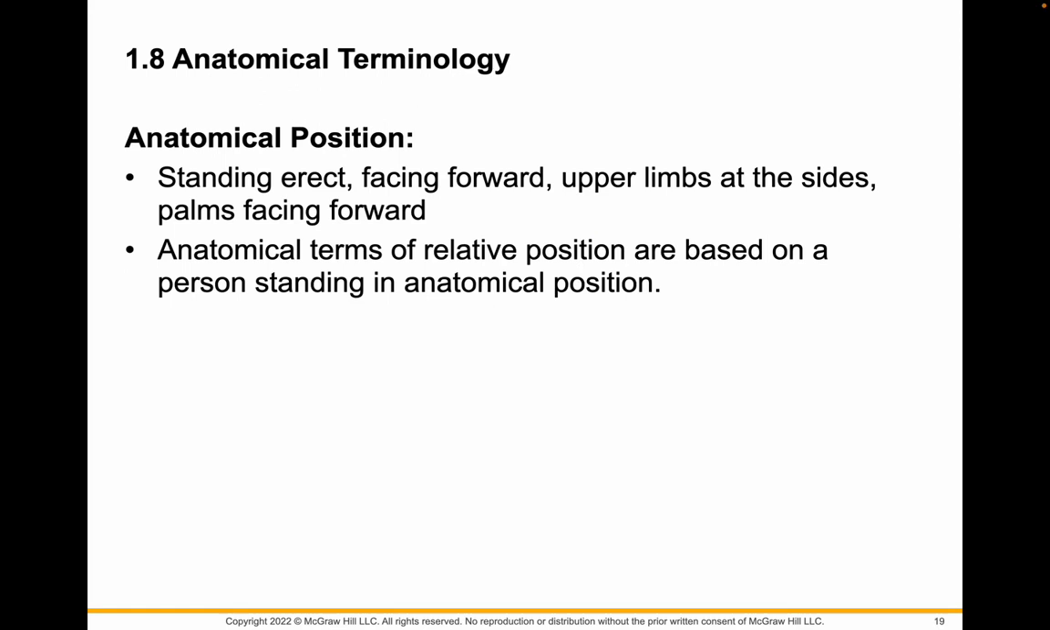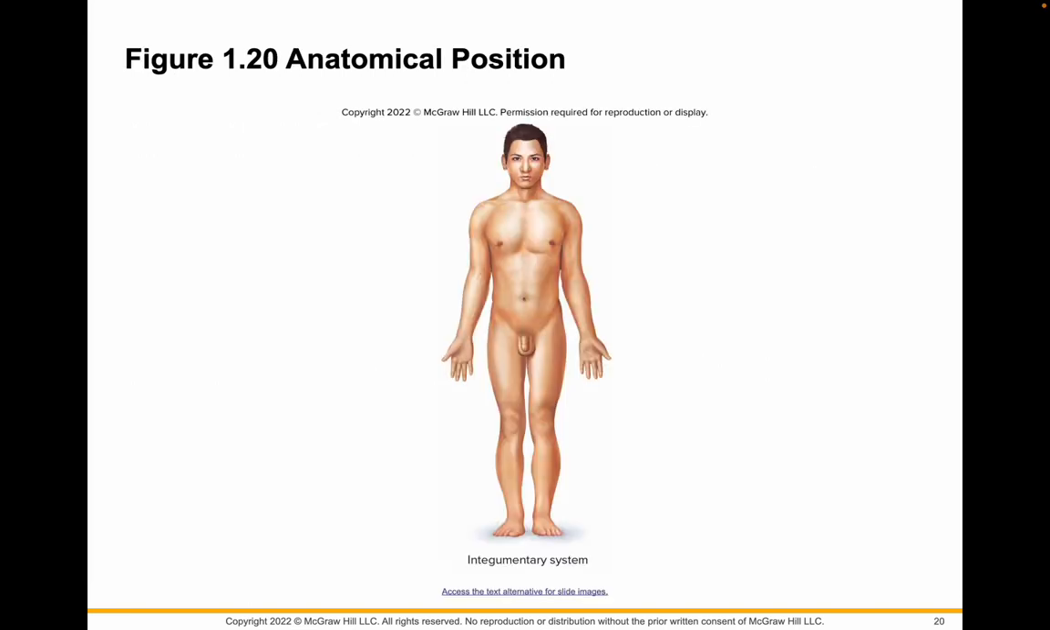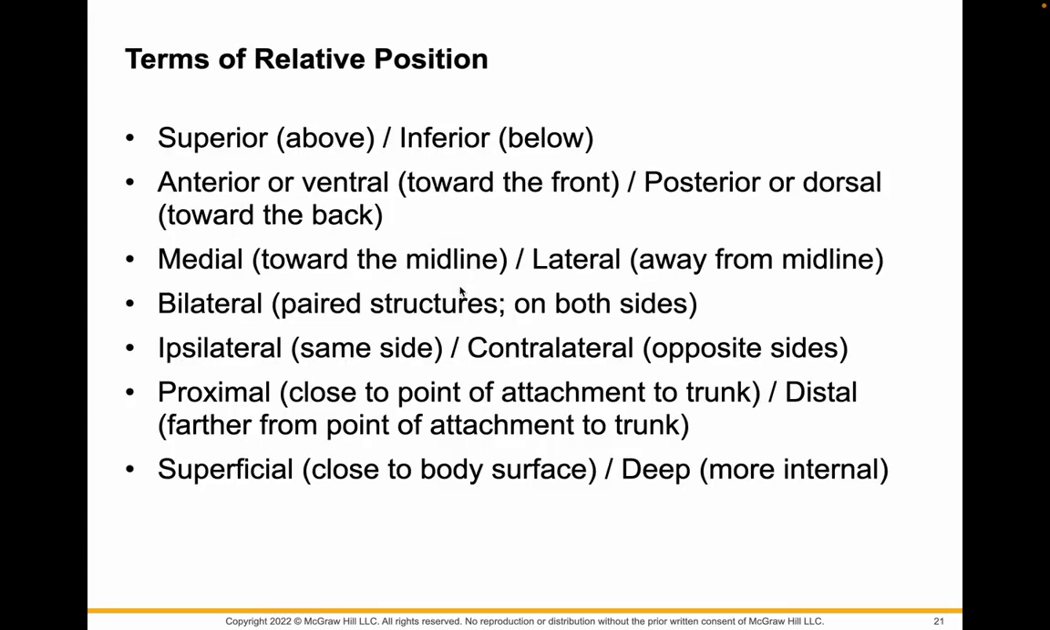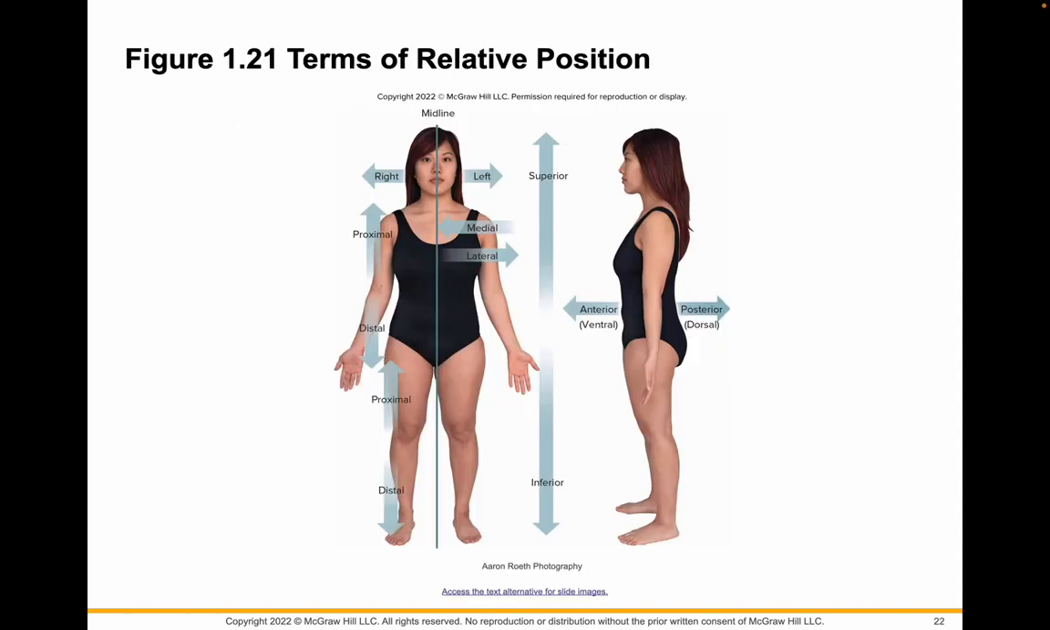We talked about anatomical position, that is where a person is standing up, facing forward, and their upper limbs are at their sides with their palms facing forward. And we learned that this man's left is actually over here, and this is his right. And these relative positions are important, so knowing all of these are on the test as well.